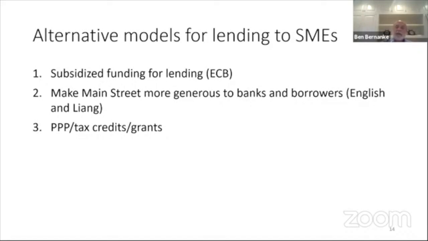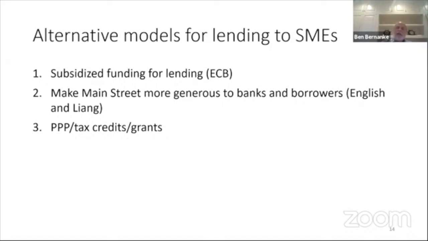A second possibility is just to make the Main Street program more generous. You could give banks an upfront fee to cover their underwriting costs. You could lower the cost to borrowers. That would be, of course, more expensive, but it might give the liquidity support to small businesses that they really need. This has been proposed by Bill English and Nellie Liang in a recent paper. And then finally, as economists, we generally think that lump sum transfers are the most efficient way to address these kinds of ex post risks. So the Paycheck Protection Program, tax credits for grants, would also be an alternative, which the fiscal authority could apply to keep SMEs alive.